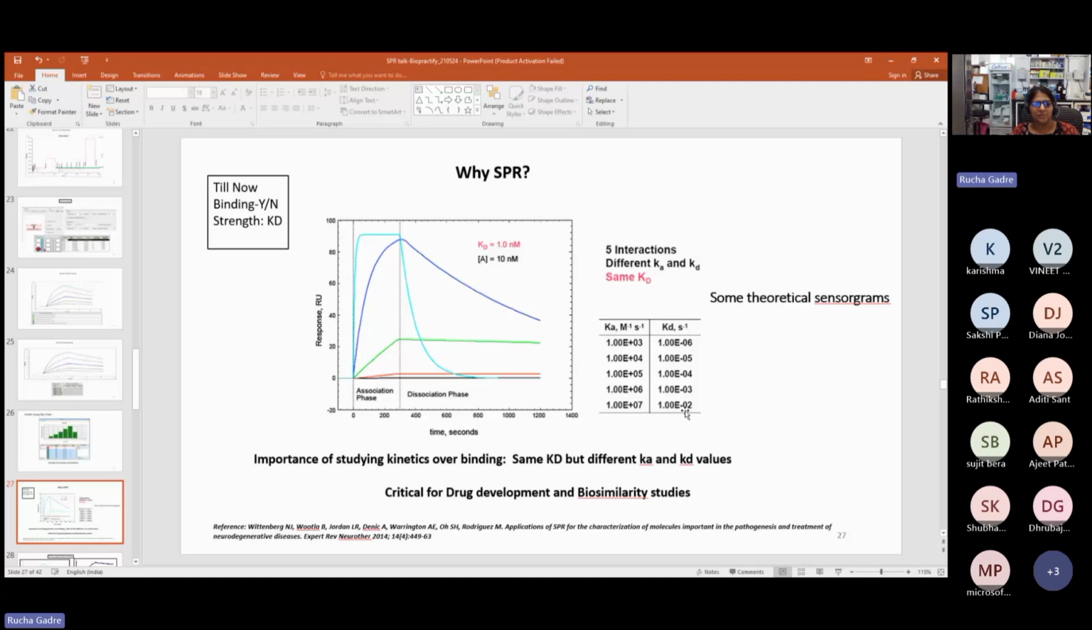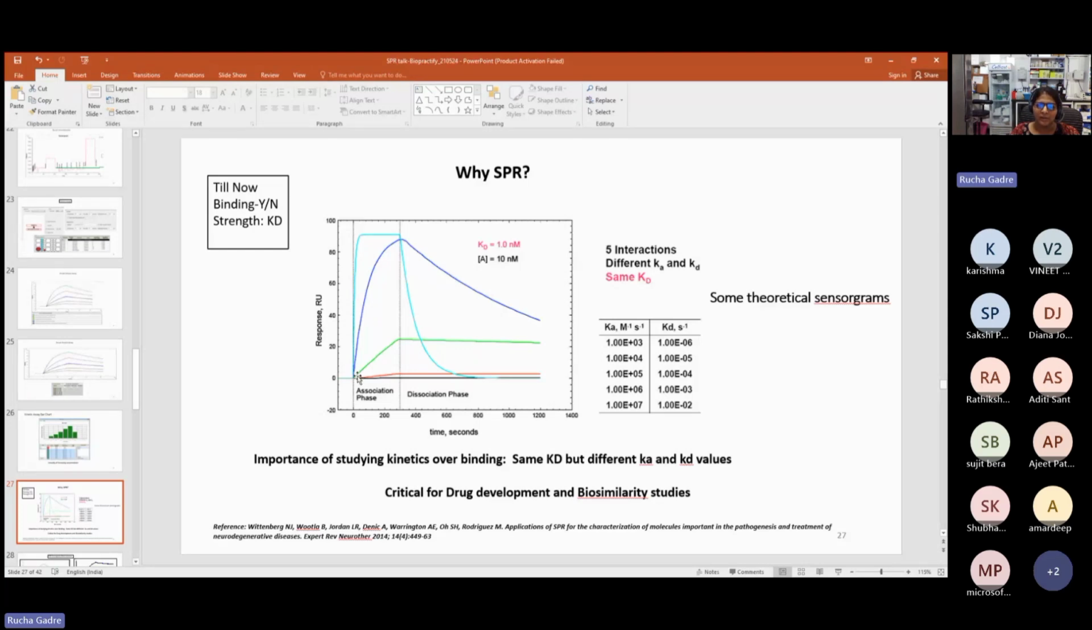So this information is very important, especially if we are designing a drug molecule or doing biosimilar studies like that. Even if you see the sensogram, this will show you. This is the association phase, and this is the dissociation phase. If you check this green and the blue sensogram, even if they are giving us the same strength, there is a huge difference in the pattern of the sensogram.